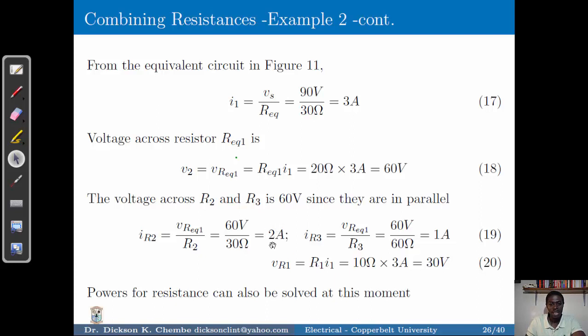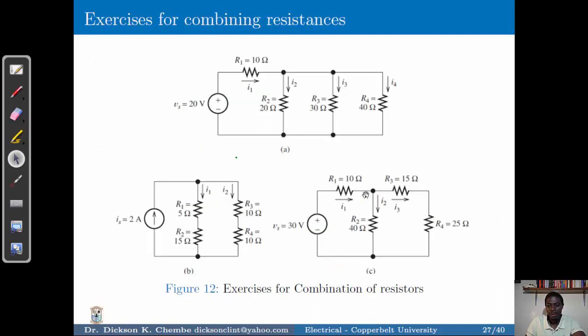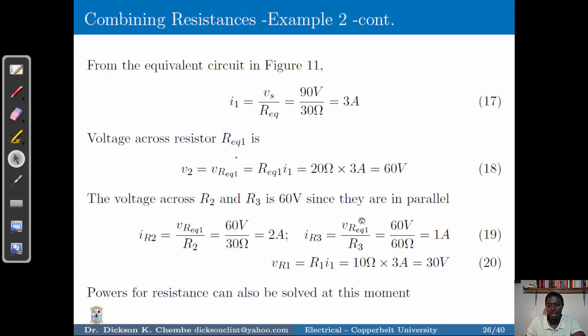We could also use the voltage divider rule here, but because we haven't covered that, we'll simply say the current that passes through resistor 2, by Ohm's law, is the voltage across that resistor divided by the resistance. We've got 60 volts over 30 giving us 2 amps. On the other side, we have the voltage 60 over the resistance, which is 60, giving us 1 amp.